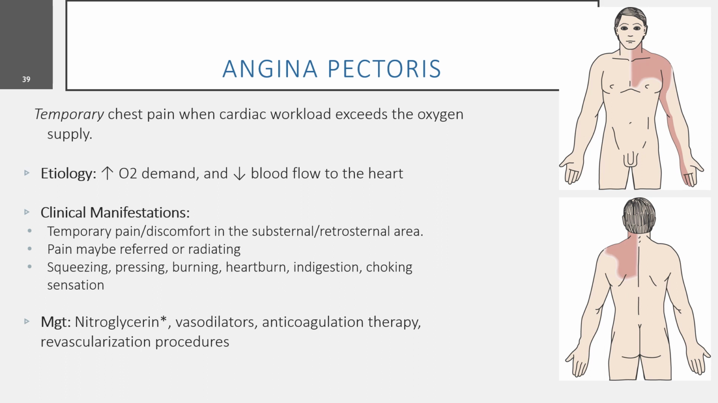Angina pectoris is chest pain or discomfort that occurs when the heart muscle does not receive enough oxygen-rich blood. Here are some key points about angina. Angina is typically caused by coronary artery disease, where the arteries that supply the blood to the heart become narrowed or blocked by atherosclerotic plaque.